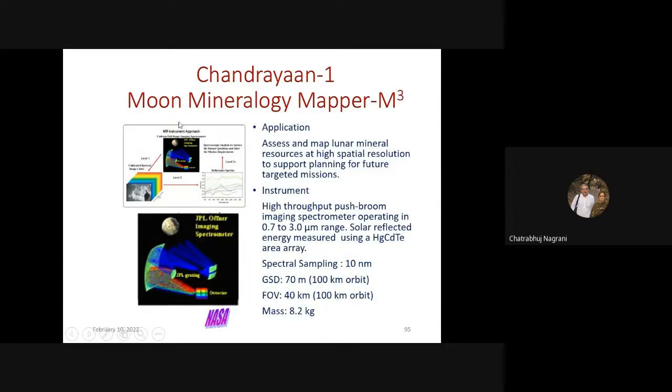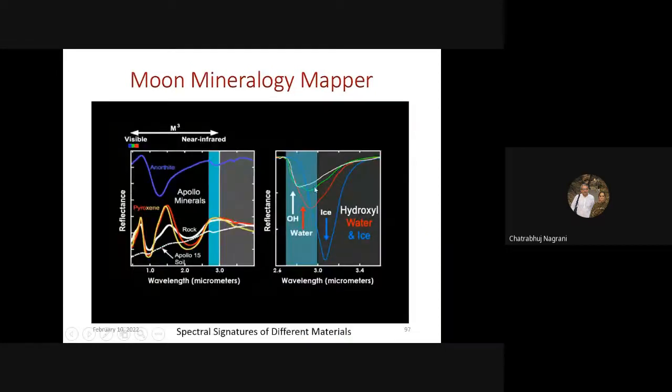Here it shows how the Moon Mineralogy Mapper worked. It was nothing but a spectrometer, with a large number of spectral bands. Why do you need a large number of spectral bands? Because I want to generate these types of curves, the signatures. If I have a large number of bands, then I can see wavelength versus reflectance and generate the full curve.